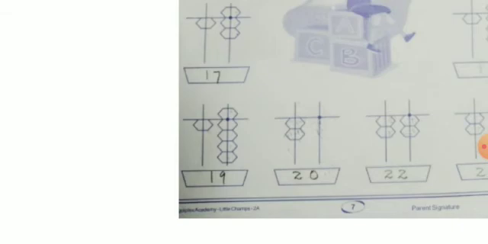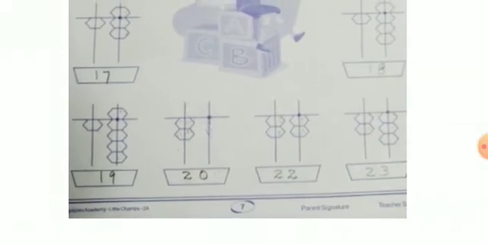If we take the last row, then we can see here in tens place 2 beads, and in ones place 3 beads. So here the tens place beads' value is 20, and the ones place beads' value is 3. So 20 plus 3, 23.